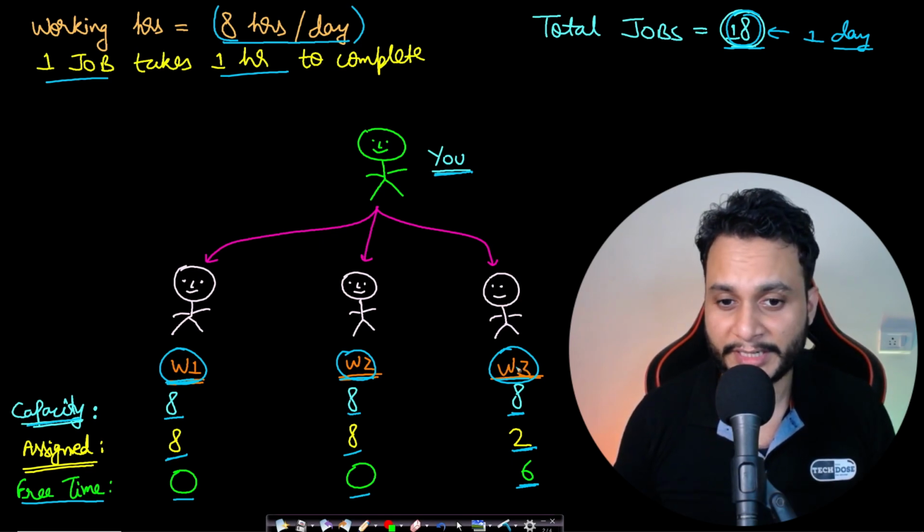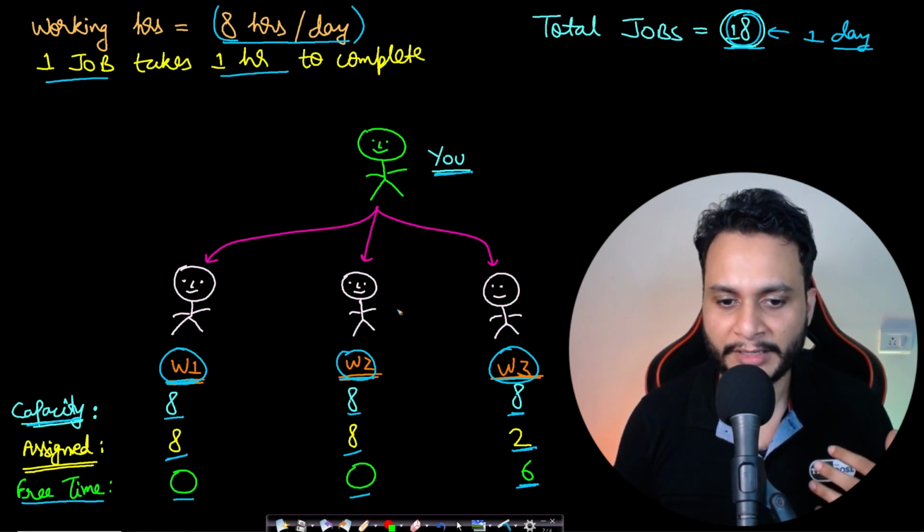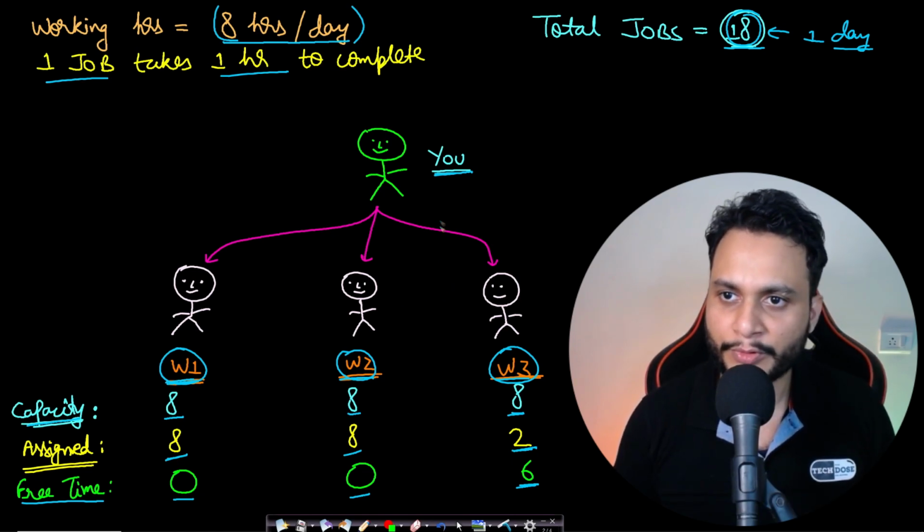Now, is this a good assignment? If you think carefully, then you have not been fair with all the workers, right? You have preferred to assign work to worker 1 and 2, and you have left worker 3. But if you do an equal assignment, try to be fair and assign each of them an equal load, then it will actually be a good approach, right?